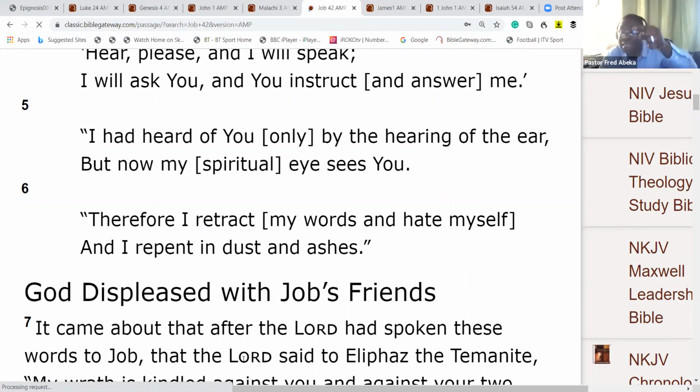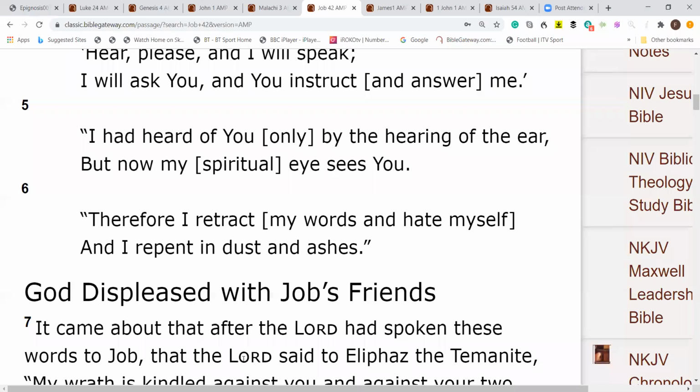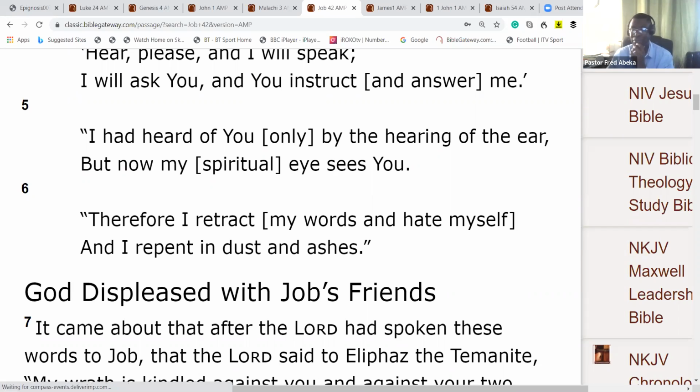In other words, cancel out all the things I said about God irrationally from Job chapter 1 to chapter 41. He said, I only knew of you by the hearing. He said the word hearing means rumor, superstitions, personal evaluations. This is a serious matter. It's a very serious matter.